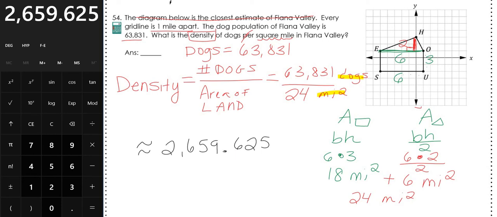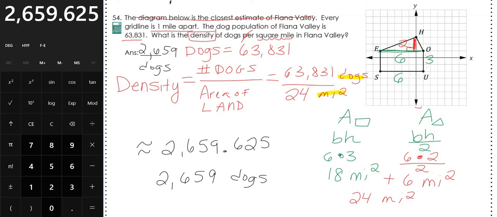So what we're going to do is round. Now we can either round up and say there's going to be about 2,660 dogs per square mile, or we can round down and not overestimate the number of dogs per square mile. I'm going to go ahead and round down to 2,659 dogs, because if I round up, I'm really overestimating the amount of dogs I have per square mile. So 2,659 dogs is my final answer.